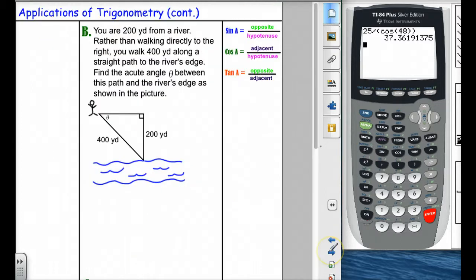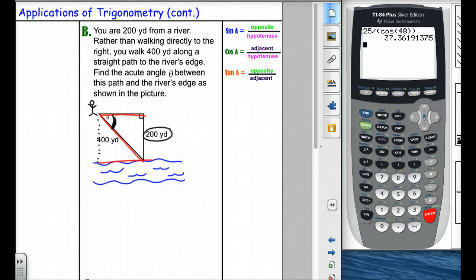Moving on to another example. We have here that you are 200 yards from a river. So if I walk this way, I'm 200 yards away. Rather than walking directly to the right, which I know looks down but is to the right, you walk 400 yards along a straight path to the river's edge, which would be this right here. I want to know the acute angle between this path and the river's edge, which is parallel to the river's edge. So I've got this angle here that I'm trying to find.